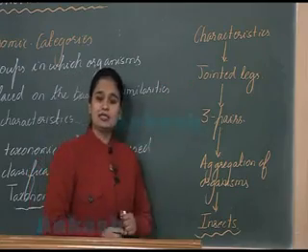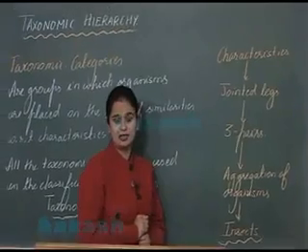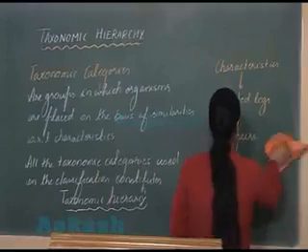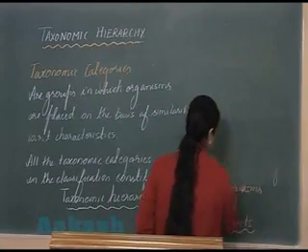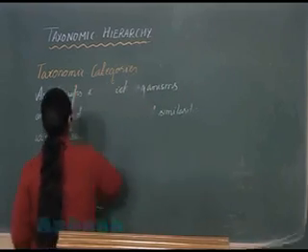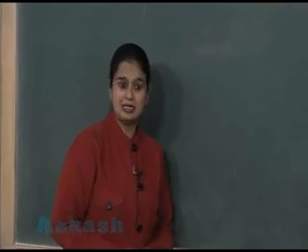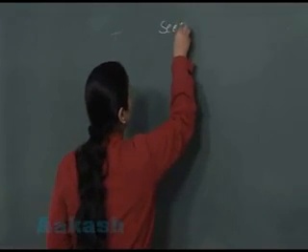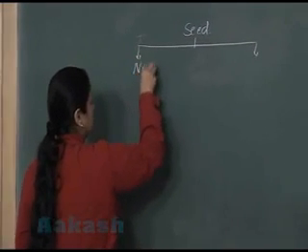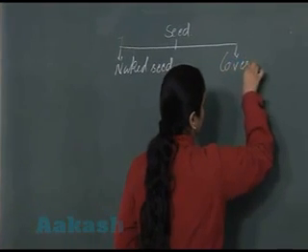Now, after jointed legs, to explain taxonomic categories, I will cite one more example here, with respect to plants. One of the features utilized for the classification of plants is seed. With respect to seed, two conditions can be there: naked seed and covered seed.